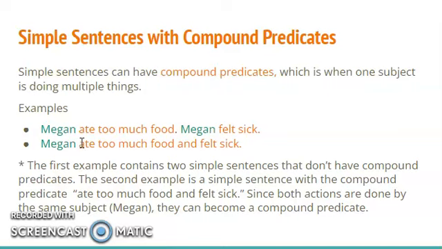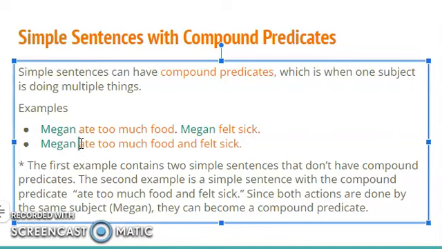Still a simple sentence. Now, even if we wanted to, we could also, and I've already forgotten the name of the guy in the first sentence, we could say Megan and Bob ate too much food and felt sick. That is still a simple sentence because we have a compound subject and a compound predicate, but one subject and one predicate or verb phrase.